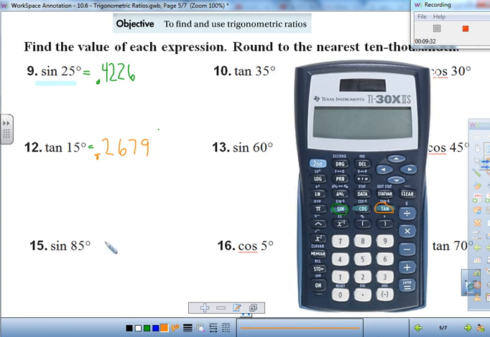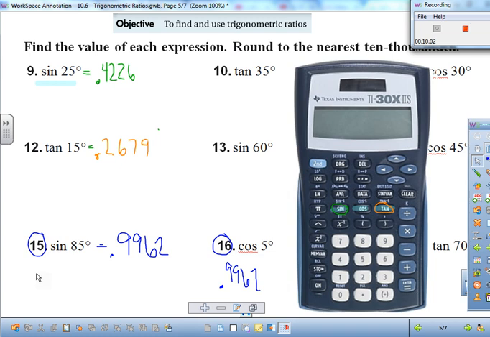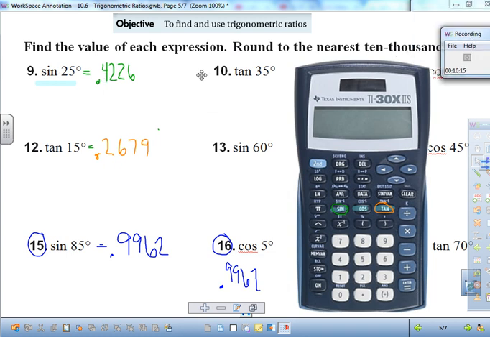Awesome. Okay. Let's have you guys do a quick pause. I want you to try sine of 85 and cosine of 5. Give me a pause. Type those in. All right, you should have gotten sine of 85 is 0.9962 and cosine of 5 is 0.9962. Crazy. And that's all there is to finding a value for these using our calculators.